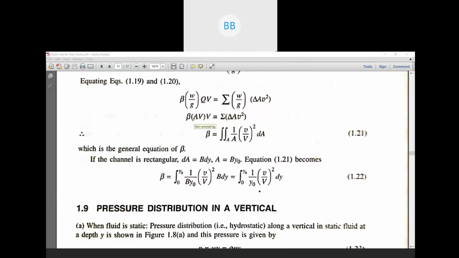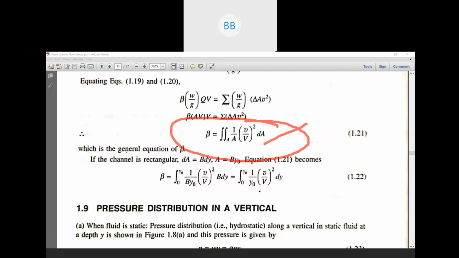So if you find out beta, we replace summation by integration. This area is there, capital A, so 1 by A. This is V square and this is small v square. So small v by capital V whole square, and then del A is left out. This is the general expression for beta, irrespective of the shape of the channel.